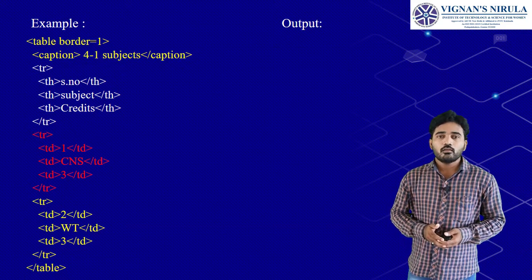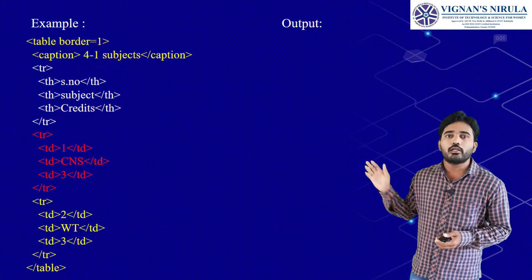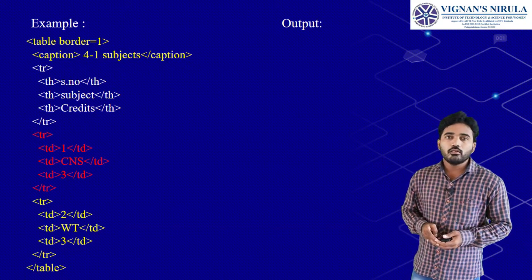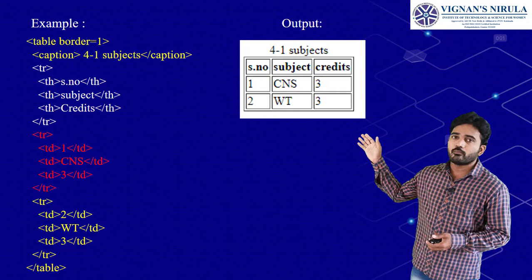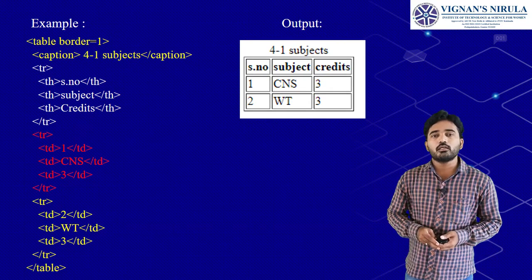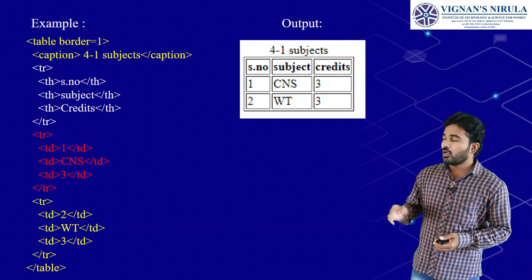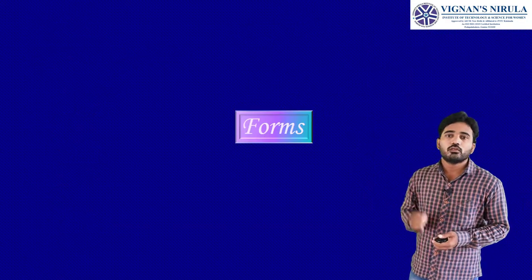Understood? So if you embed this source code into your body, then you will get the output in this manner. Understood? So that is how you create a table in your HTML. Understood? So now coming to the forms.